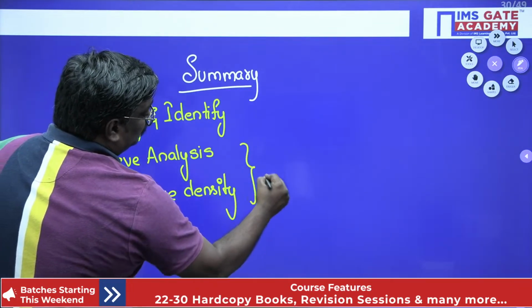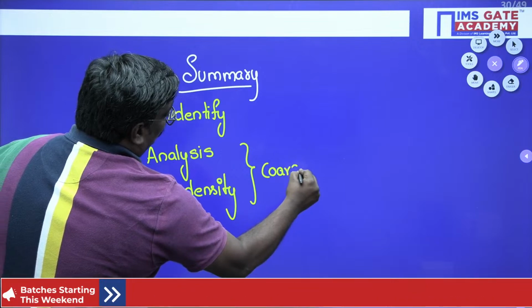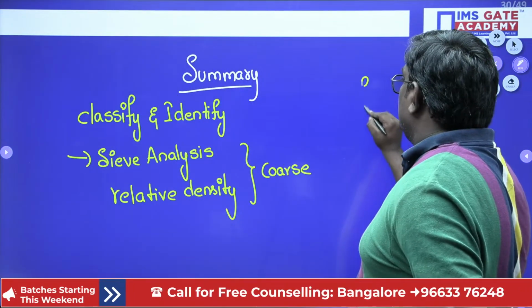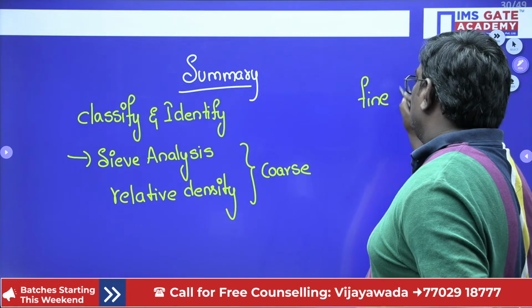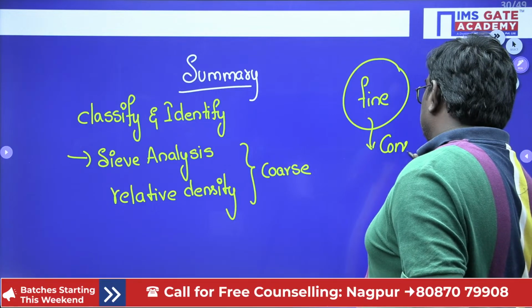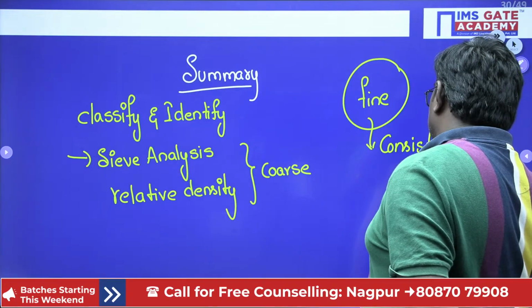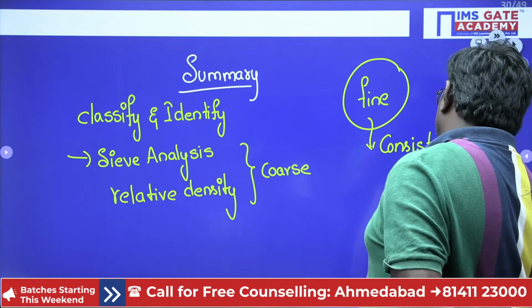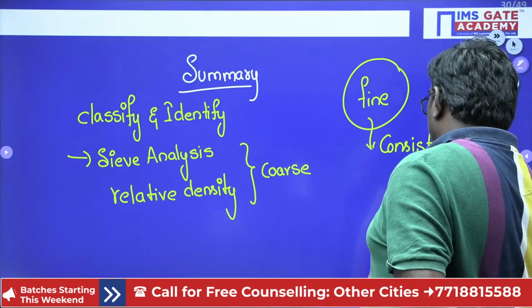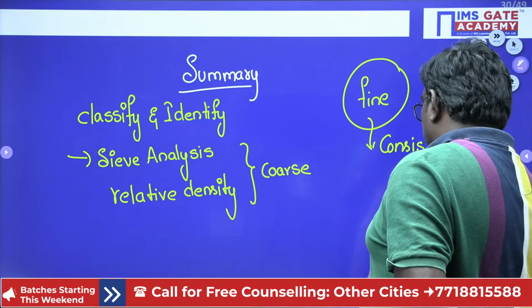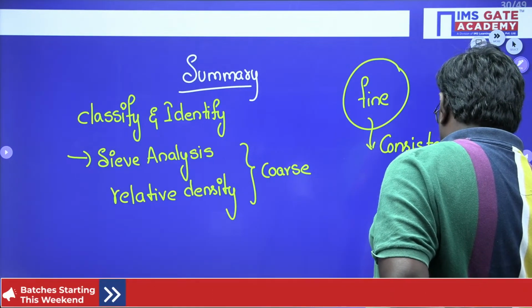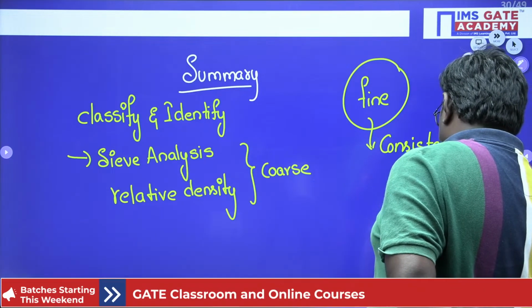So this will be useful for course rate. And when I talk about the fine grained soils, we have discussed the consistency limits and the sedimentation analysis, and we have discussed the indices. In consistency limits, we have discussed the liquid limit, plastic limit, shrinkage limit, and their important relations. And we have also discussed the liquidity index, plasticity index, and all.